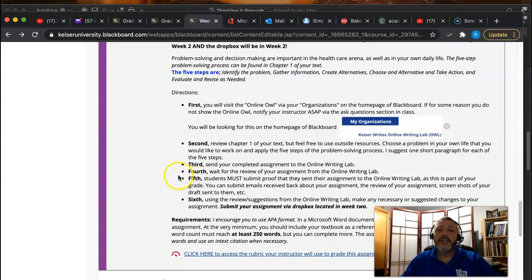Then once you've done all this and you have it ready for a rough draft, you want to submit it to the OWL. The OWL will confirm your submission, so if you don't get a confirmation email, it did not go through. When you get the confirmation email, it went through. They'll review it within 24 to 48 hours. Then they send back another email with your rough draft attached and the OWL submission form again with their recommendations. At that time, forward that email to me so I have it for grading, and then you review the recommendations and incorporate them into your final draft.